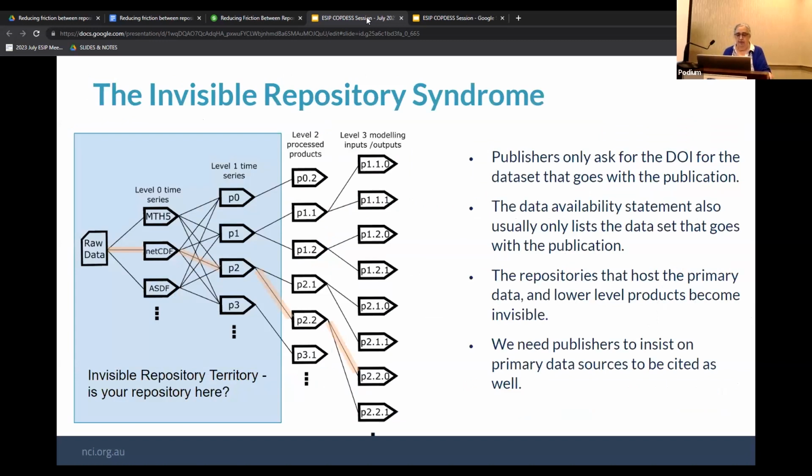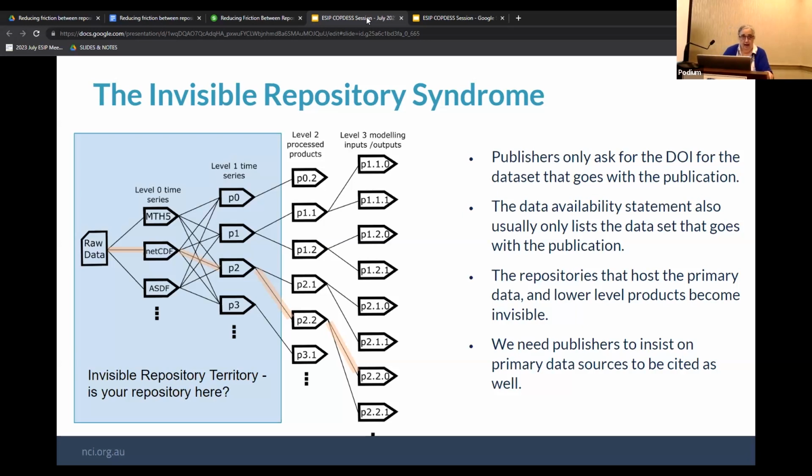The issue is that publishers are only asking for the DOI of the data set that goes with the publication, and that is tending to be what goes in the data availability statement. The repositories that host the primary data and lower level products become invisible. I know one group from a major seismology repository in Europe who submitted a paper to a journal, and they were asked to not use the repository DOI, but would he please put his data set in Zenodo so he could get a DOI for the data. I kid you not, it is a true story.